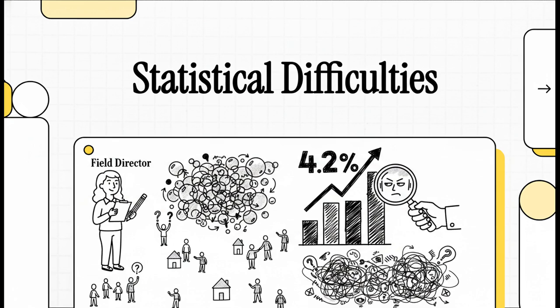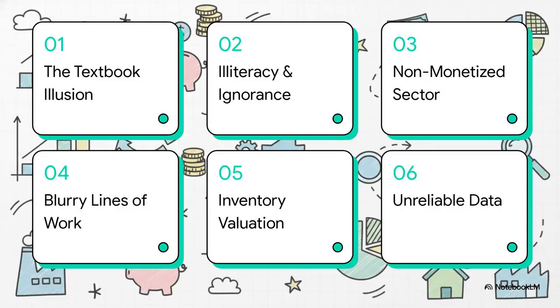Let's dive right in. Here is our briefing checklist for today. We're tearing down 5 major operational nightmares: the textbook illusion, illiteracy, the non-monetized sector, blurry lines of work, inventory valuation, and finally, unreliable data. Let's get right to it.